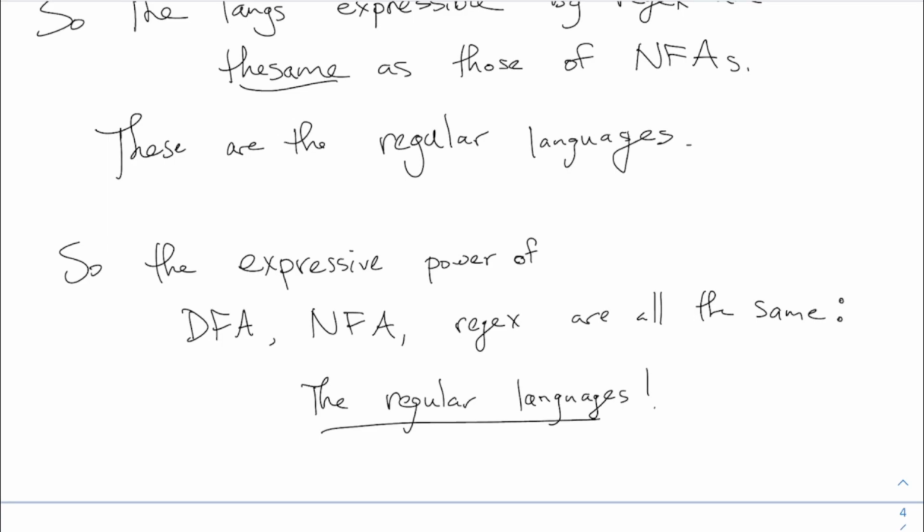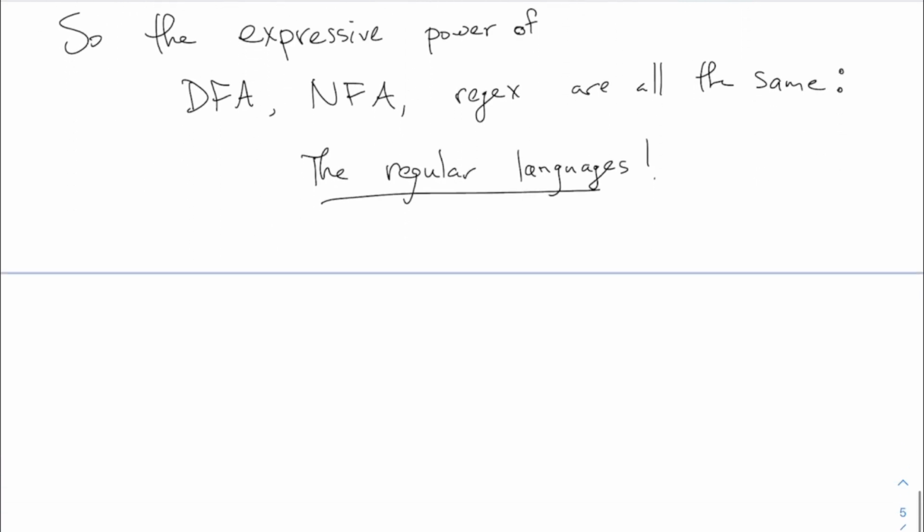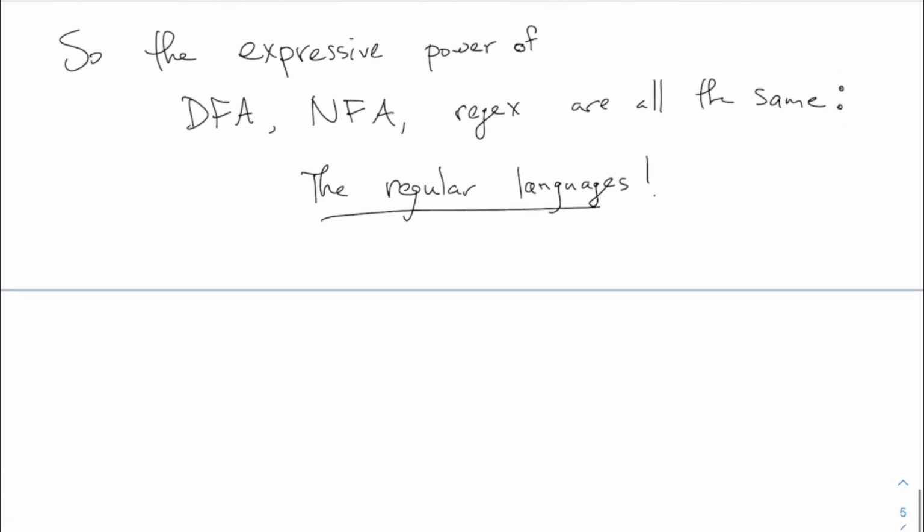I wanted to do one final example. Sorry, I don't know if I mixed my papers up. Probably I had intended to do that at the end. DFA, NFA, and regular expression are all the same. Remember, one of my favorite examples of a DFA was the DFA for binary divisibility by 3.